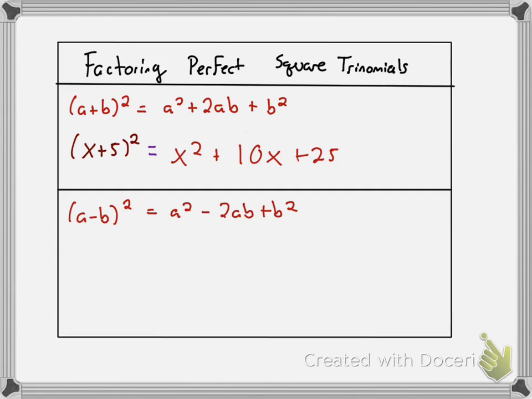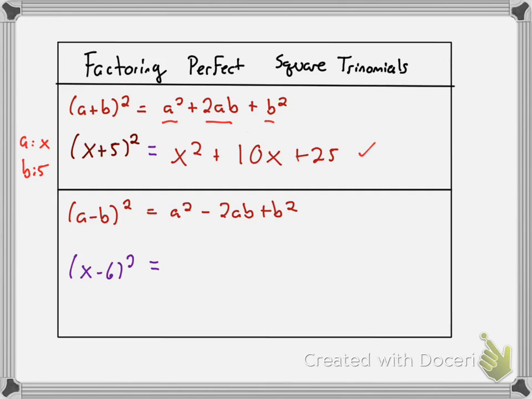What that top equation is saying is that if I make my a value x and my b value 5, I don't necessarily have to go through all the FOILing. I could just look at that and say, okay, x squared plus 2 times x times 5, which would be 10x, plus 5 squared would equal 25. Looking at another example, let's say I do x minus 6 squared.